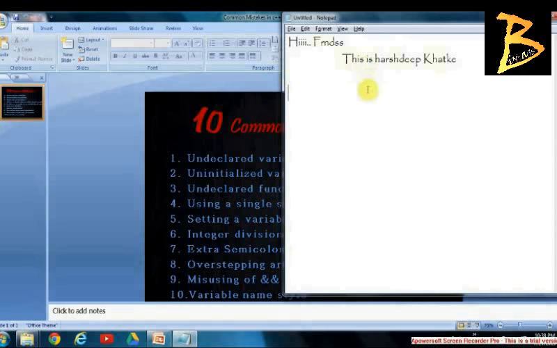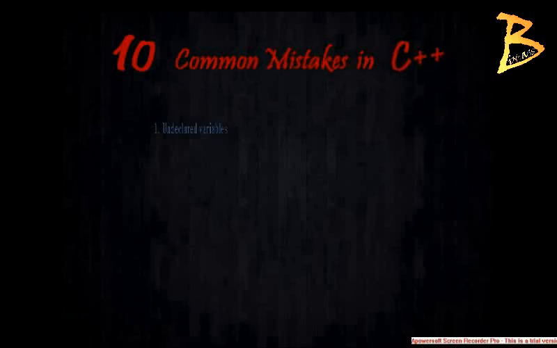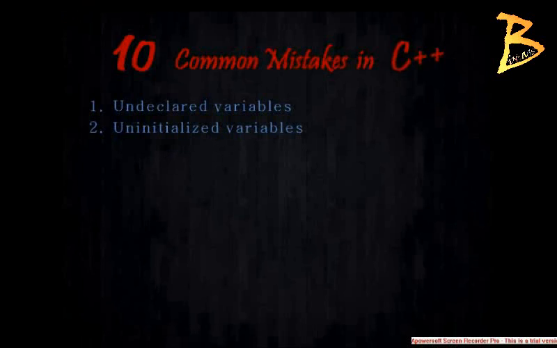Here I introduce to you some basic mistakes which occur in programming. Here we see 10 common mistakes which occur in programming. So, first mistake is undeclared variables. Second is uninitialized variables. Third is undeclared functions.